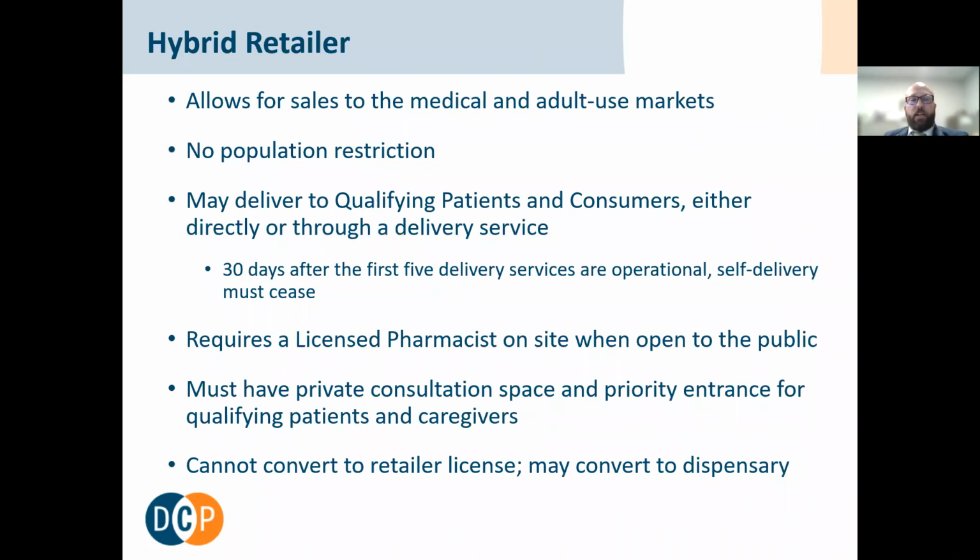A hybrid retailer allows for the sales of medical and adult use. There is no population restriction, except for the age restriction in the adult use. They may deliver to qualifying patients and consumers either directly or through delivery service. And again, we'll have to cease self-delivery 30 days after we have 5 delivery licenses operational. These facilities also require a licensed pharmacist on premises. The facilities also are required to have a private consultation space and priority entrance for qualifying patients and caregivers. Hybrid retailers cannot convert to a retailer license, but they can convert to a dispensary.